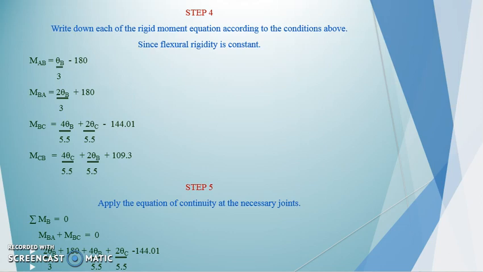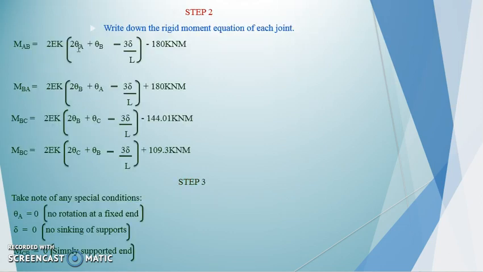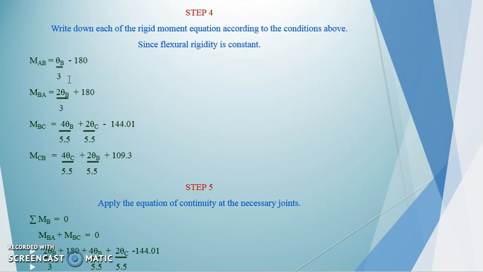And one of the special cases, let me help you, is that this is 0 and this is 0. So it actually gets this off what we are considering. And 2EK, where K is I over L. So we substitute L into this formula and you end up getting what we have here as theta B over 3 minus 180 kilonewton meter.